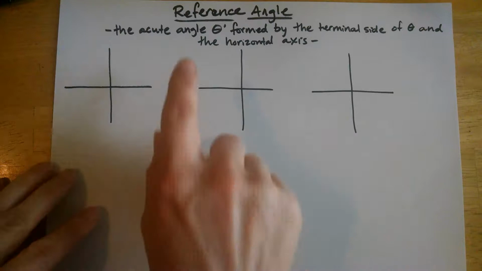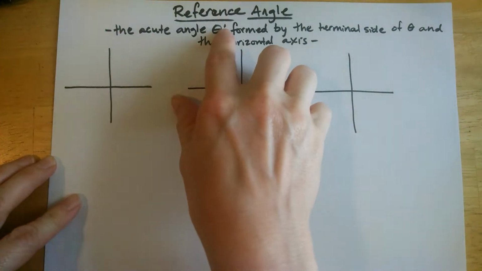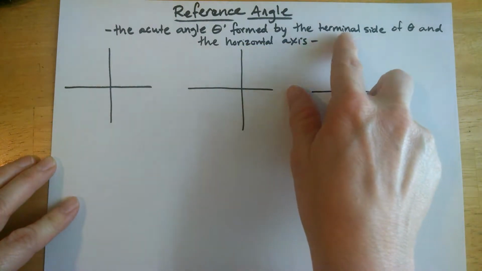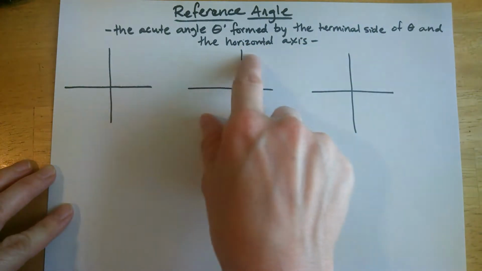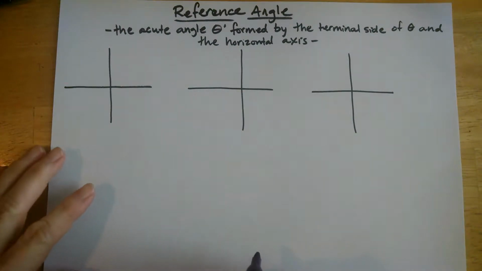Today we're going to talk about the reference angle, and I have the definition here. It's the acute angle theta prime formed by the terminal side of theta and the horizontal axis. So I'm going to put a few examples down here, then we're going to work out some questions to see how we can figure these out.